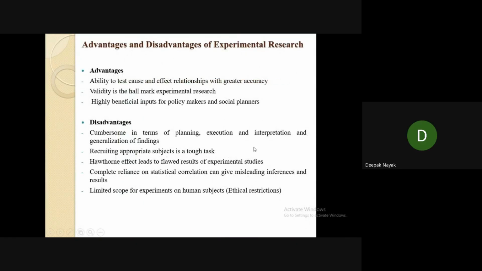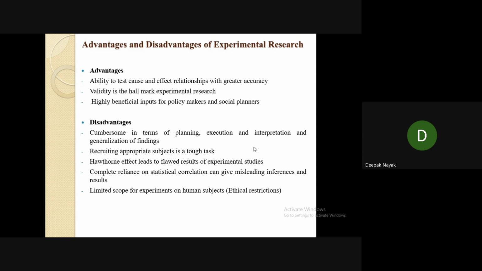So this is very significant. This disadvantage is very potent. It can potentially impact or tumble your entire findings of the research. That's why the Hawthorne effect is a strong disadvantage in experimental studies.